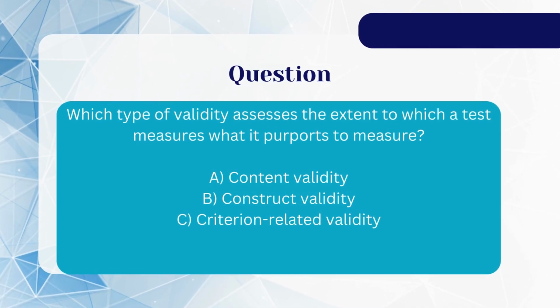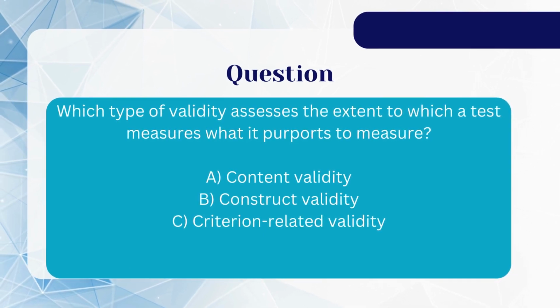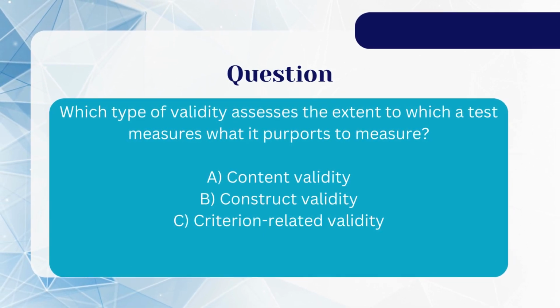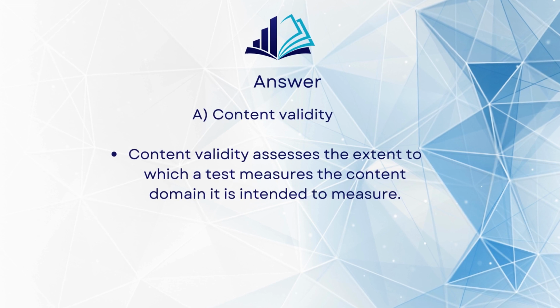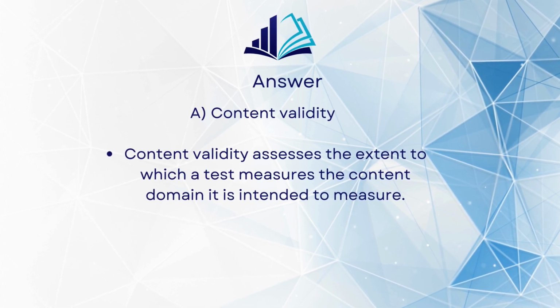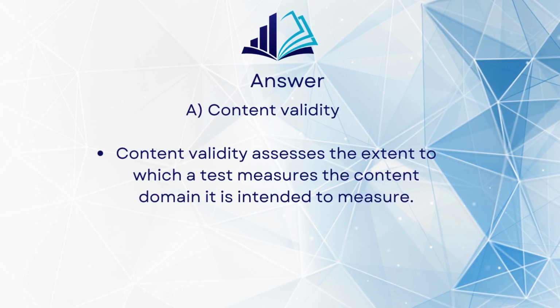Which type of validity assesses the extent to which a test measures what it purports to measure? A. Content validity. B. Construct validity. C. Criterion-related validity. A. Content validity. Content validity assesses the extent to which a test measures the content domain it is intended to measure.